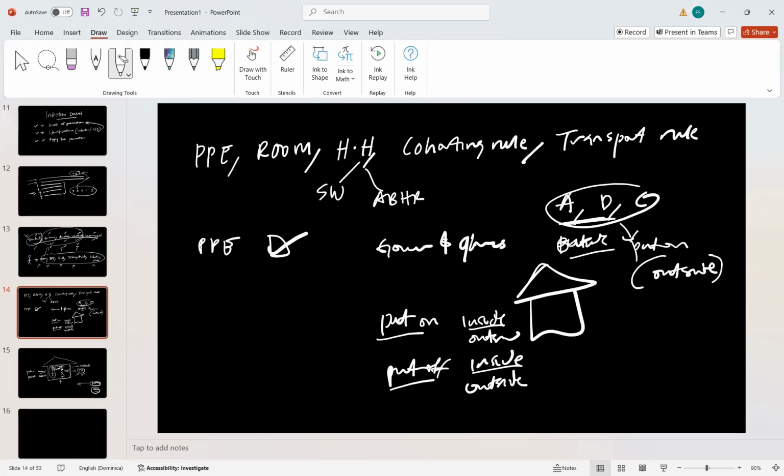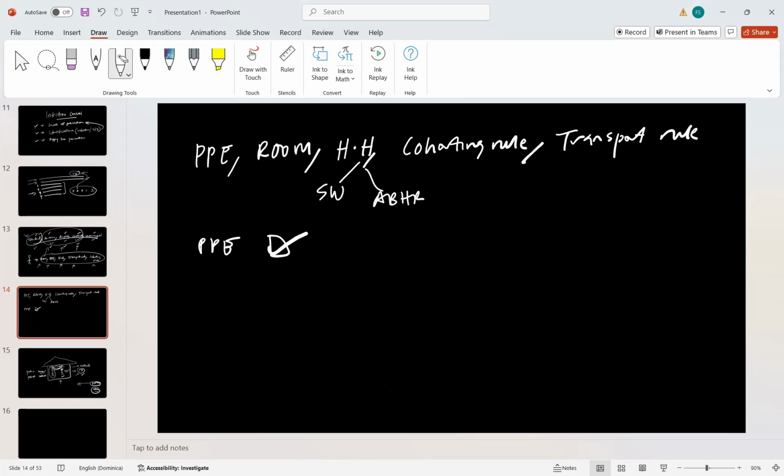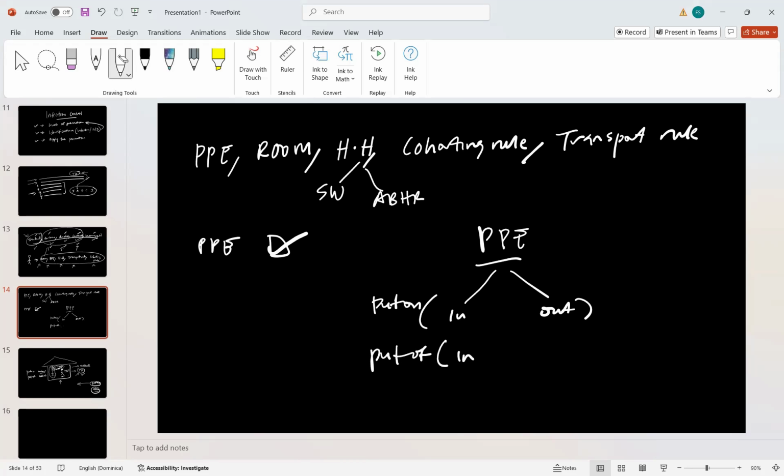But contact is the one that changes. When we are trying to put it off, we put it off inside. Do you understand? Let me put it in a different way. The whole goal is having our PPE and knowing, when we are trying to care for the client, do we put on inside or outside, and put off inside or outside? That is the whole goal.